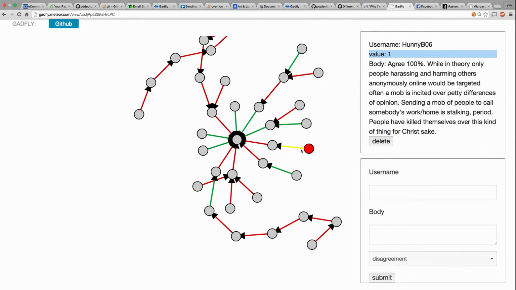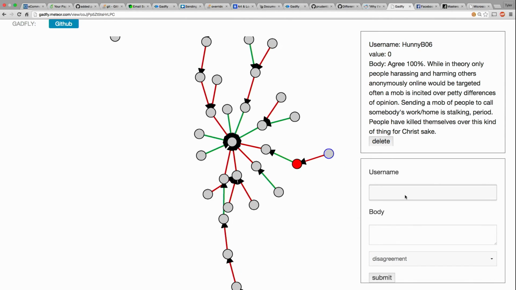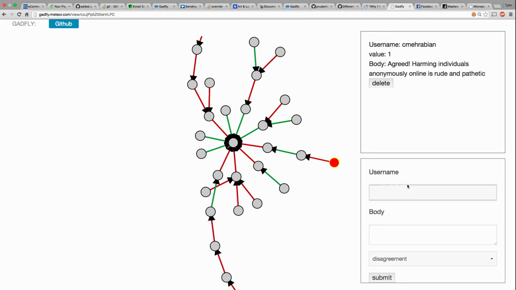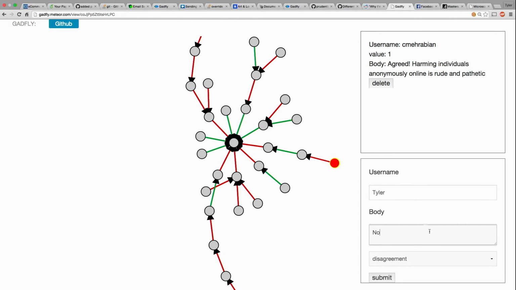Does anyone have a question for Tyler? Yes. How do you know if something is agreement or disagreement? Oh, how do I know if it's an agreement or disagreement? Well, the green arrow means agreement, red arrow means disagreement. And if you mean in terms of selecting what you do, I'll do a little demo here. Oh, I think my friends are doing stuff. So I do, like, Tyler, no.